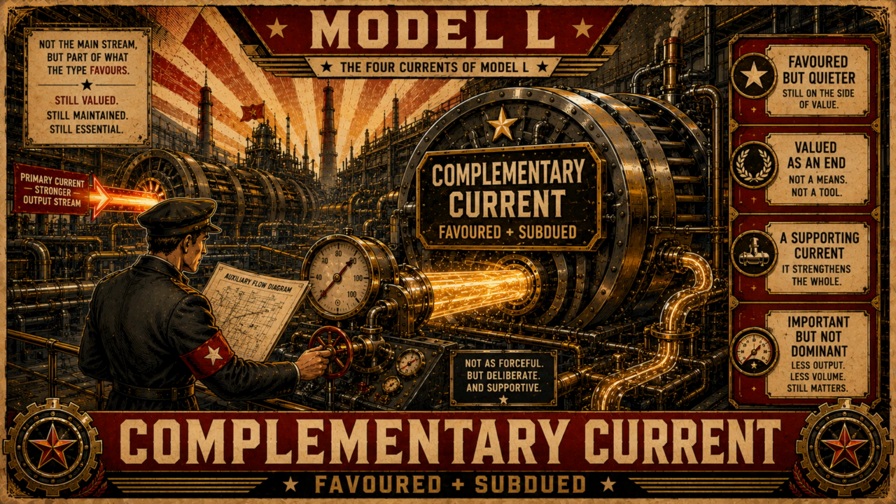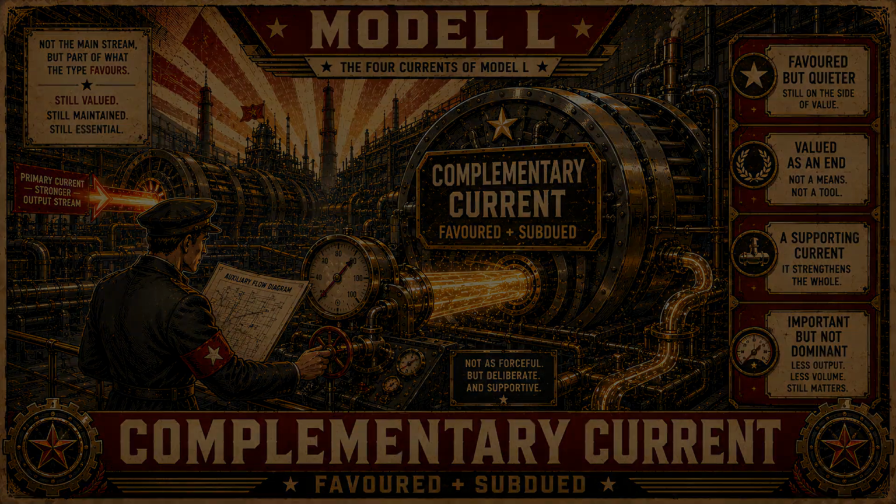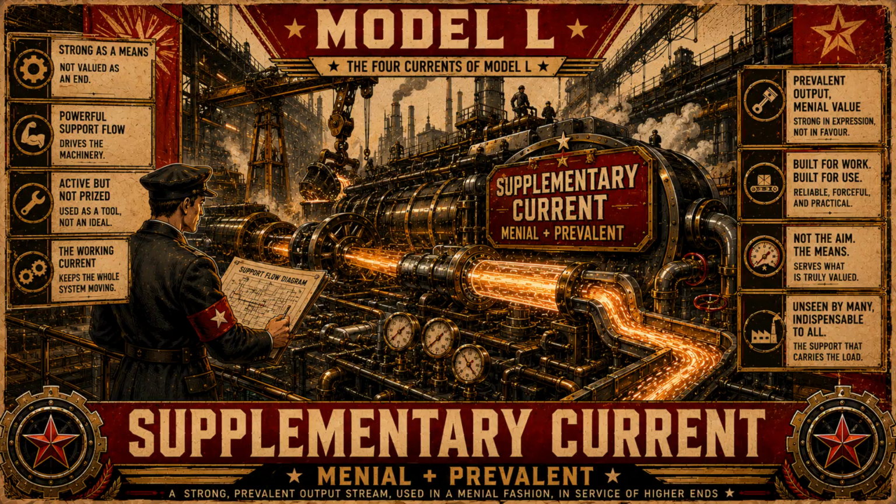Kimani defines complementary current as having no direct Model A equivalent. These blocks are favoured by the TIM, but remain relatively subdued in their throughputs. The third current is the supplementary current. This is the opposite pattern from complementary current. Complementary was favoured, but subdued. Supplementary is menial, but prevalent.